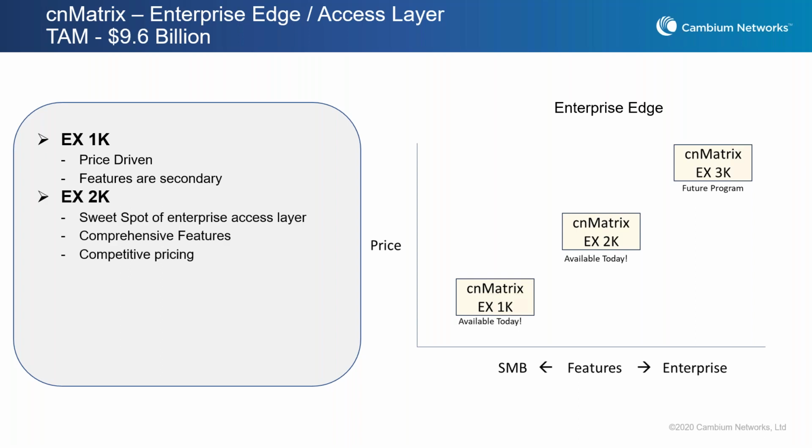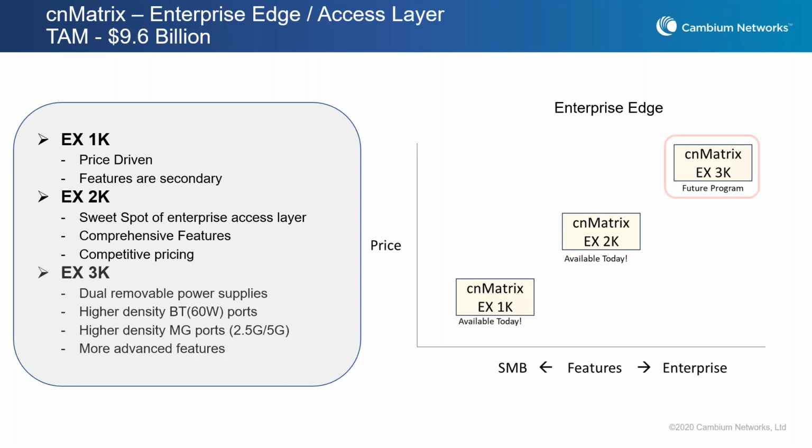The EX2K, in the middle of my graph there, is the sweet spot for the enterprise access layer. We have a comprehensive set of features, and we offer this at very competitive pricing. Now, what about the EX3K, right? Why would I want to pay any more? What kind of features do I get? Well, you're going to get features like dual removable power supplies. There are some customers out there that want that redundancy in their switches.